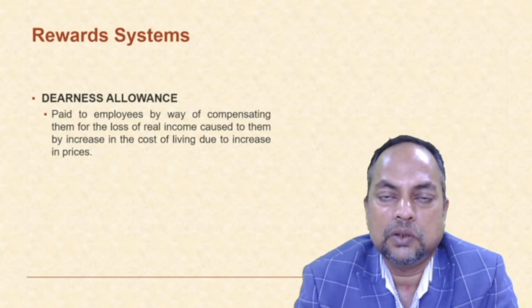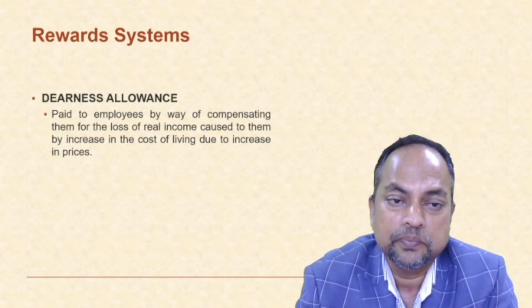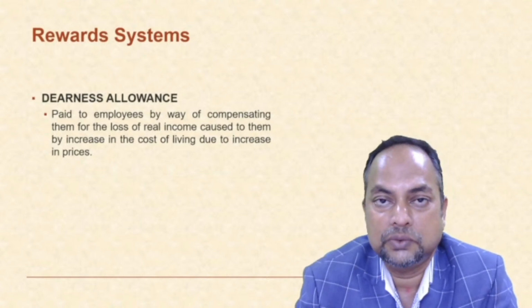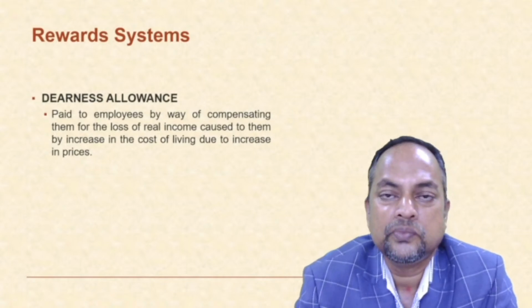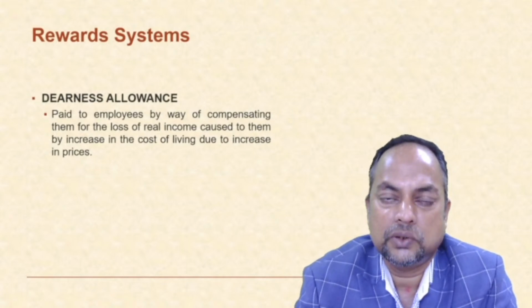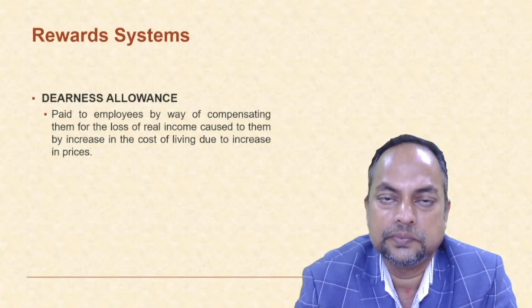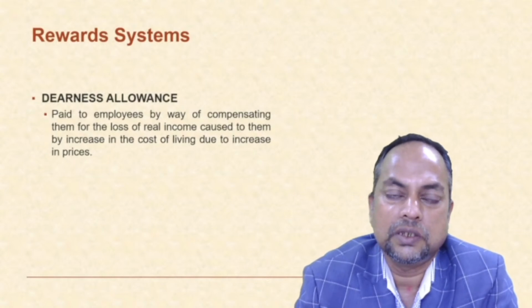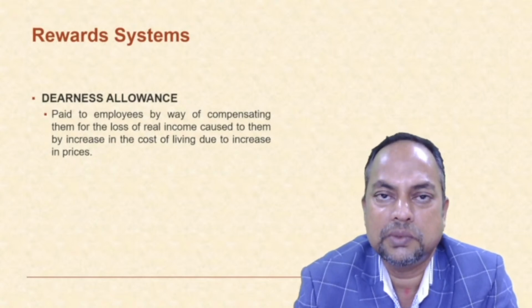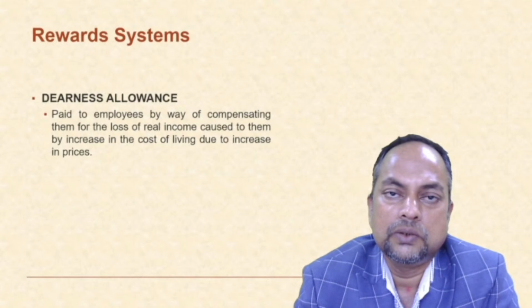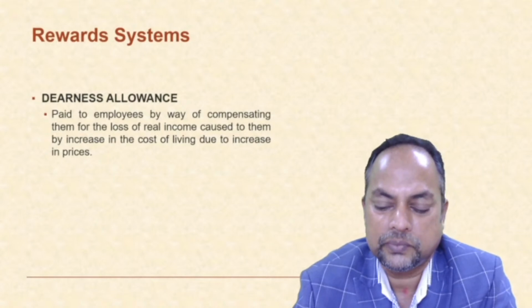So the objective is to compensate the employees for the loss of real income, as we have understood, that this loss of real income is there because of the increase in the consumer price index, wholesale price index, or the retail price index. We have understood the impact of this cost of living index itself. So the dearness allowances are revised from time to time by the appropriate government, by the central government or the respective state governments, and they do constitute a basic part of the basic pay.